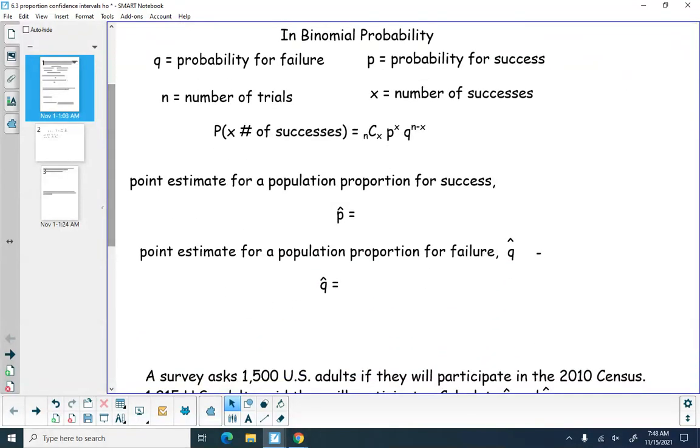Now, what we want to be able to do is come up with a confidence interval for a percent of this probability or binomial probability or the election results. We take a look at those election results. We want to be able to determine how do they calculate those percentages. Well, we can still deal with a point estimate with a population proportion for success.